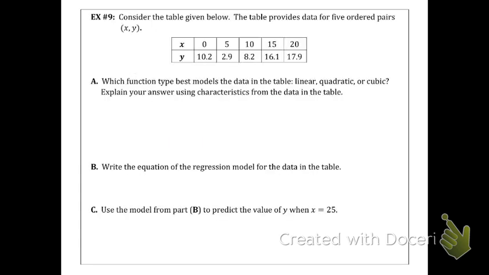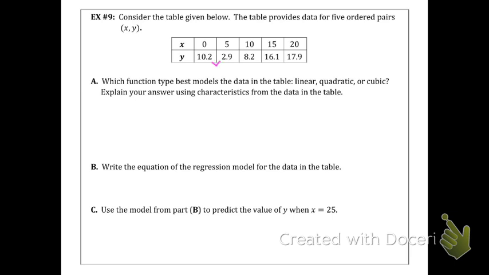All right, example 9 says consider the table given below. The table provides data for 5 ordered pairs x, y. All right, which function type models the data in the table? Linear, quadratic, or cubic? Explain your answer using characteristics from the data in the table. So one way we can look at this is we can try looking at our differences to see if first differences, second differences, third differences are closer. And then we're going to look at a graph. So let's first look at the differences.